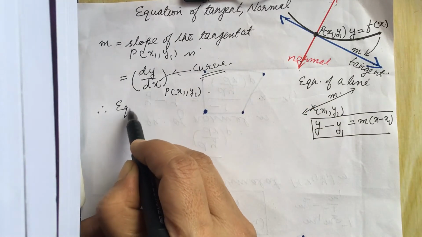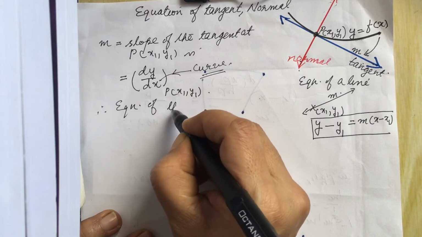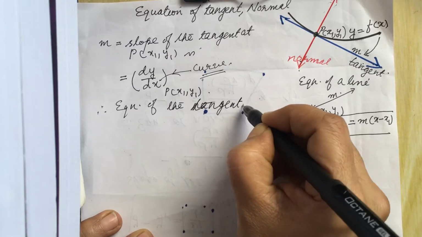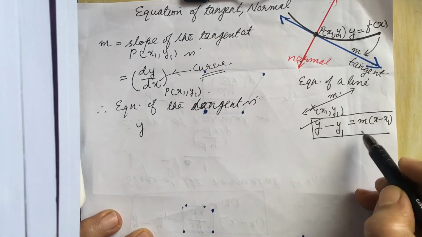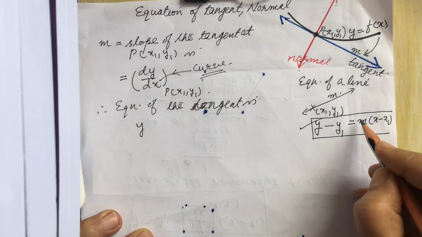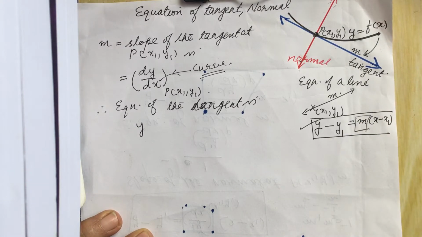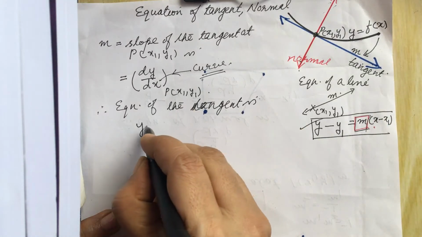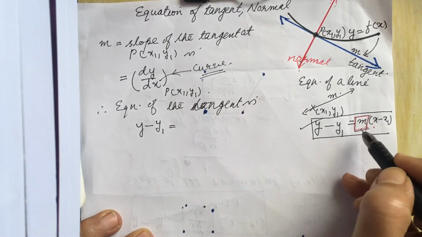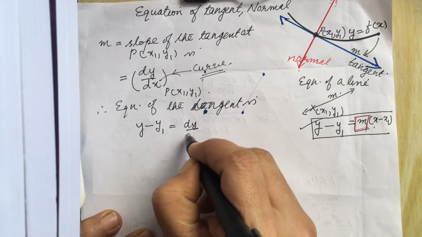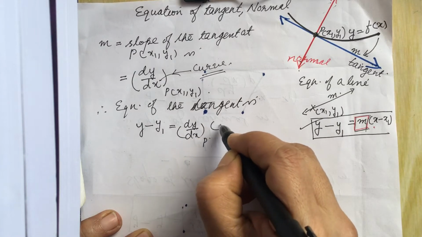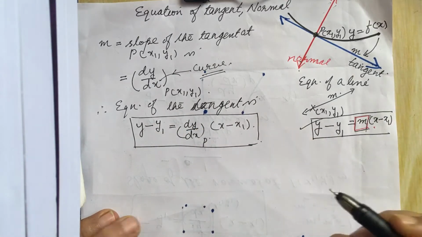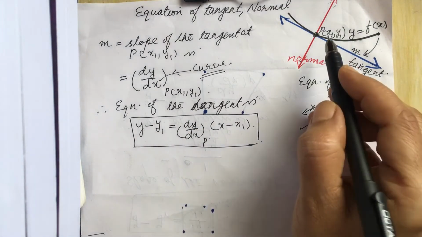Therefore, the equation of the tangent is, this equation only we will use. What is different is, in place of m, you will find m from the equation of the curve and substitute. So y minus y1 equal to, instead of m we will have dy by dx at the point P into x minus x1. So this is the equation of the tangent at x1, y1 or at the point P.